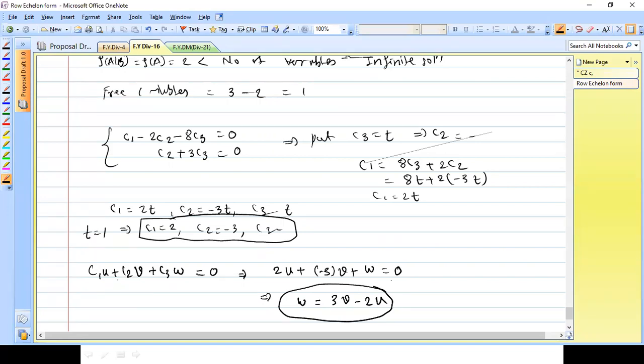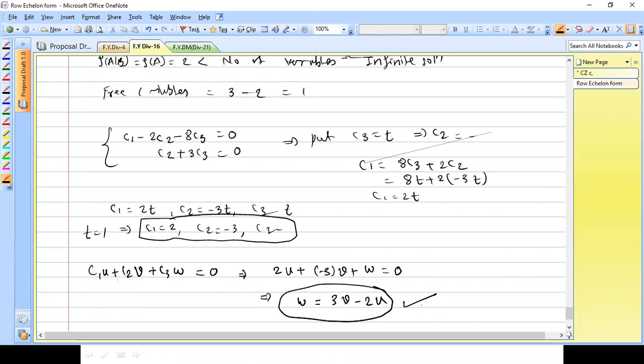Sir, why did you give T as 1 above? Because what I want is that at least one Ci is not equal to 0, because he said infinitely many solutions. You can take T is equal to 2. What will happen here? This equation will just be multiplied by 2.